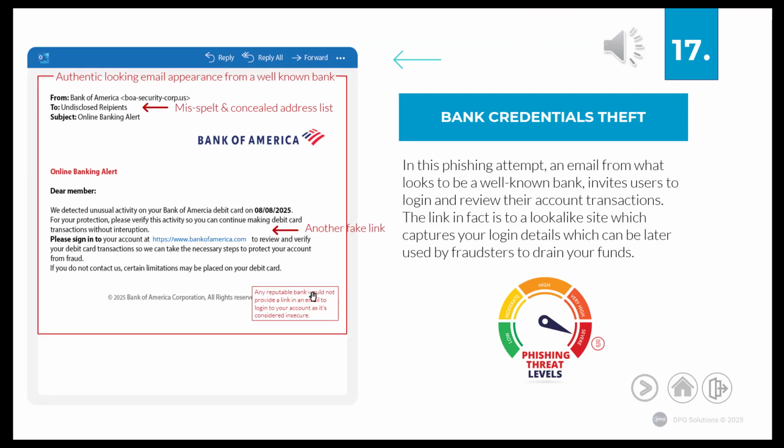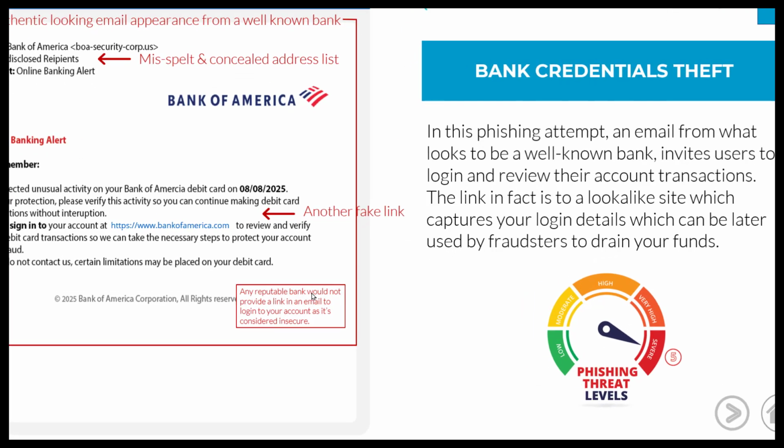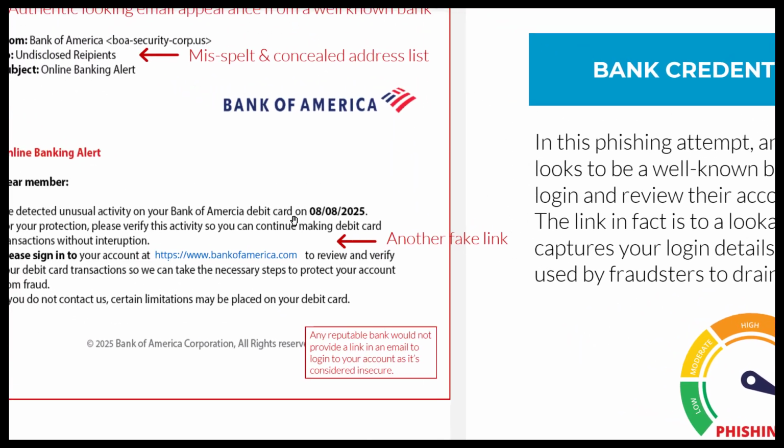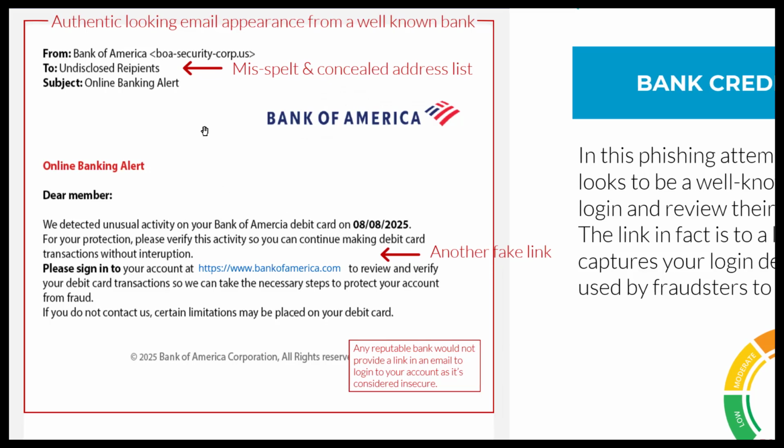Again, similar to the last email, we see problems with the address field in the form of undisclosed recipients and a lookalike Bank of America email domain in the from field, which doesn't resolve to a real website when you search for it in Google. There's also a fake link and pressure words like unusual activity, which are designed to get a reader to react.